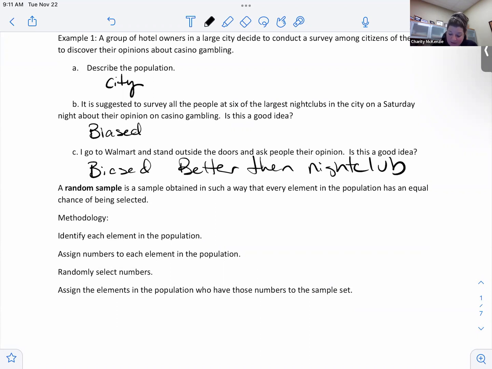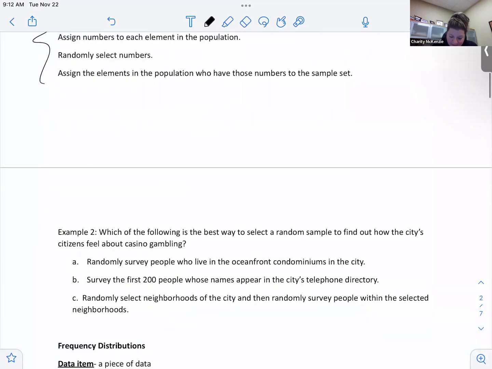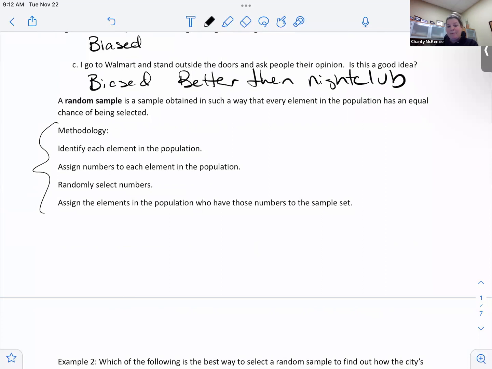So I go through some ways that you could come up with a random sample. I thought there was a couple more. Nope, that's all. You could identify each element in the population, assign a number to them, and randomly select the numbers. You could assign the elements of the population who have the number to your sample.